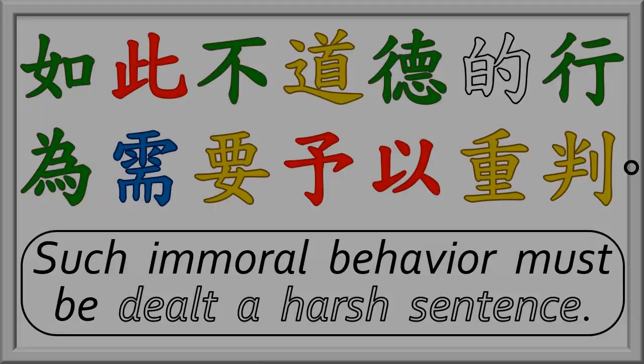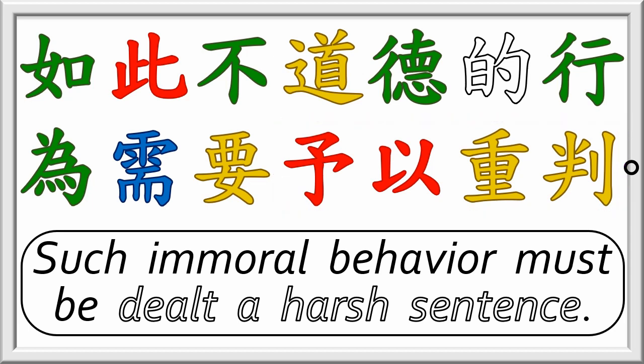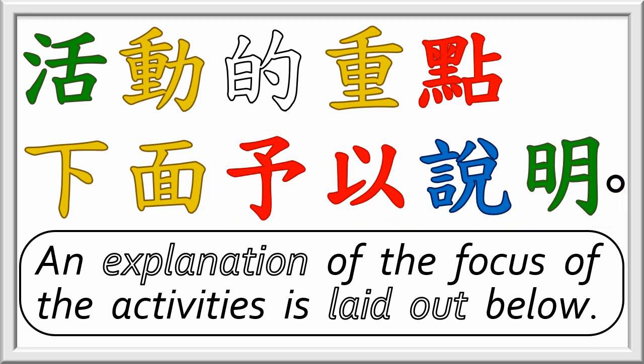Even third tone, 予, is only found in formal phrases or expressions, and not a common way to say give something to someone. 予以 usually appears in expressions containing 4 characters and means to give out, deal out, or apply. 如此不道德的行为，需要予以重判。Such immoral behavior must be dealt a harsh sentence. 活动的重点，下面予以说明。An explanation of the focus of the activities is given below.